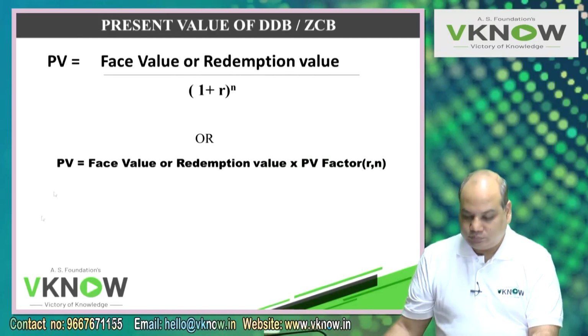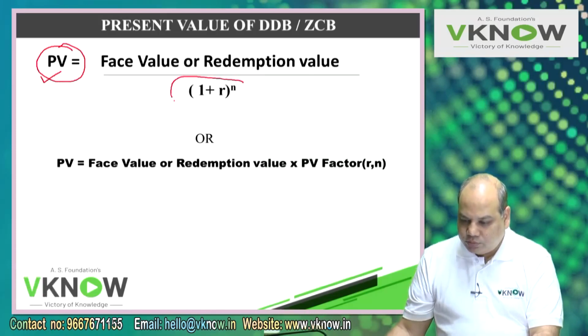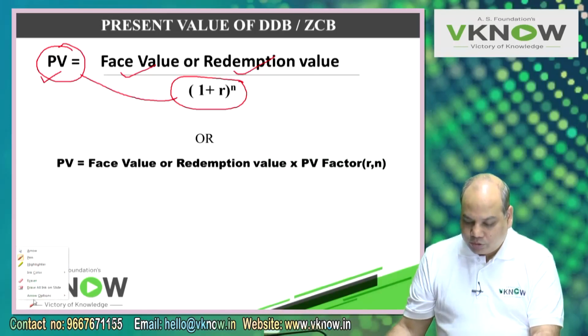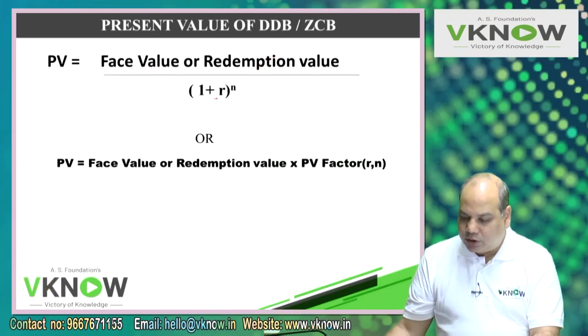Now remember, we can use this formula to find the face value or redemption value also, given present value. In some future question, I am going to multiply present value into 1 plus R raised to n, and that will give me the face value or the redemption value of the zero coupon bond. Or you can use this equation to find the value of R if you are given face value, present value and number of years. Or you can use this formula to find the value of n also.